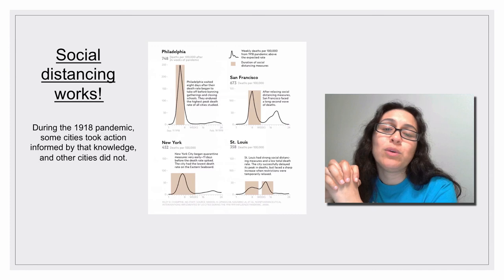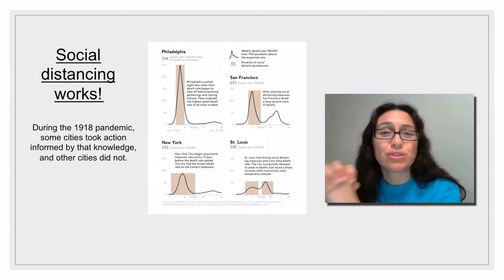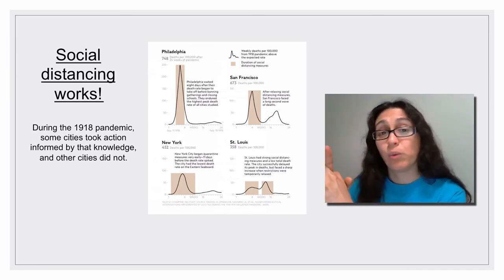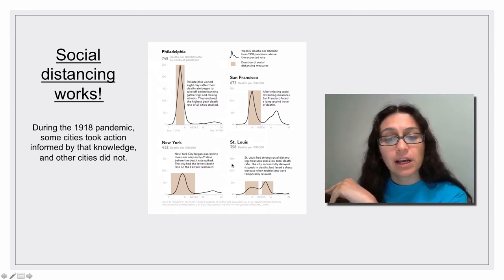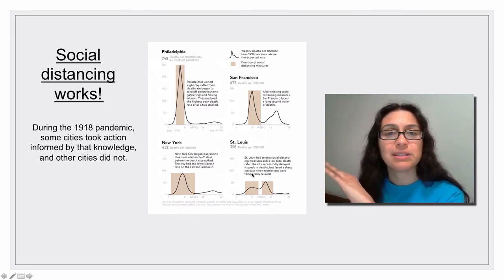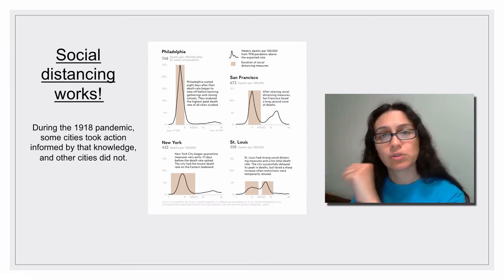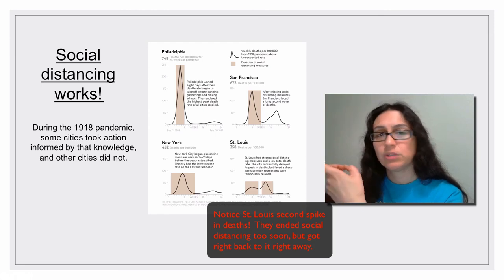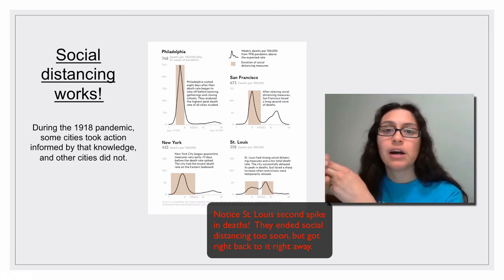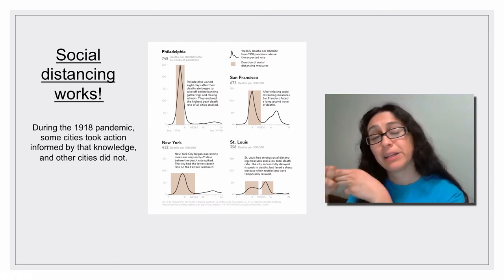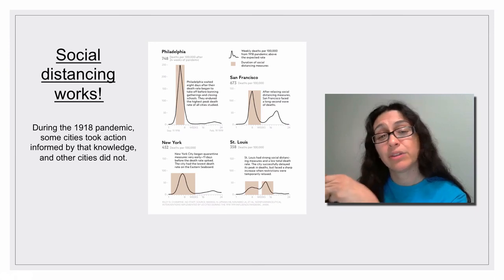So, looking at the U.S. alone, places that social distanced right away had the best results with the fewest deaths. So here, St. Louis was one of the places that did the best when it came to social distancing. Right away, they closed down schools, they closed down churches, and they had fewer deaths compared to many of the other major cities around the United States.